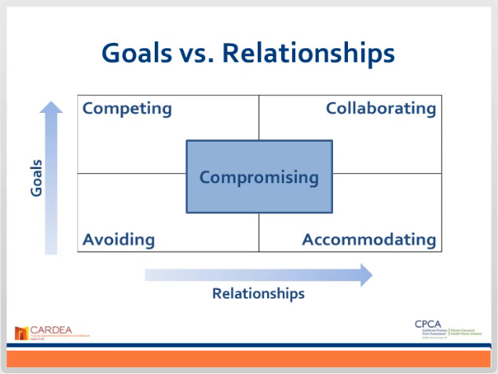Compromising is moderate in both goals and relationships, so everyone may feel unfulfilled because no one's outcomes are truly met. In contrast to competing and collaborating, avoiding and accommodating are low on goals. Those who use avoiding and accommodating do not tend to be focused on outcomes, but while avoiding is low on relationships, accommodating is high. Those who use avoiding as a method do not tend to focus on outcomes or relationships, while those who use accommodating tend to focus on relationships, but not outcomes.